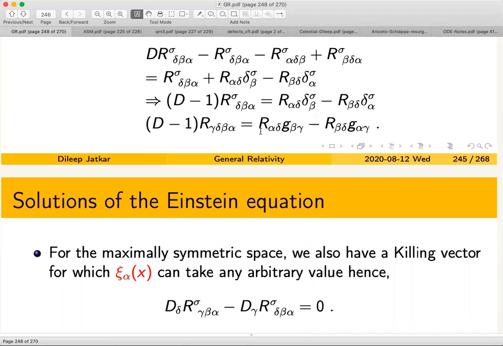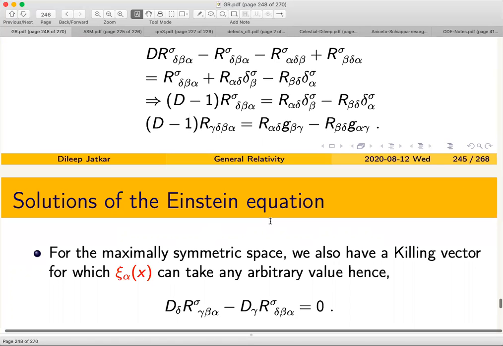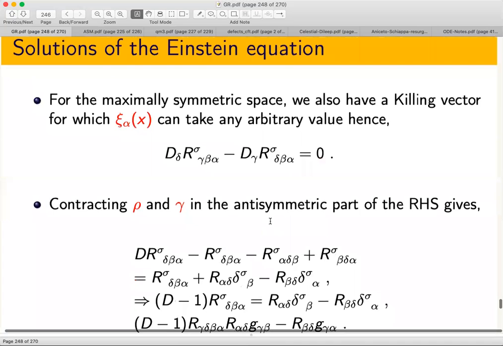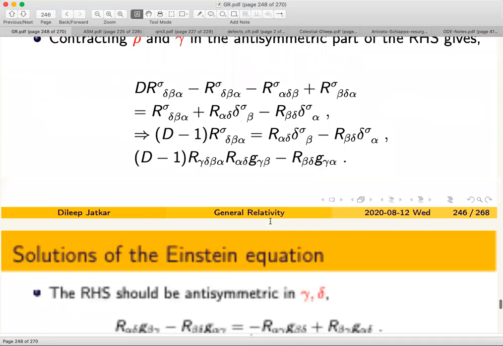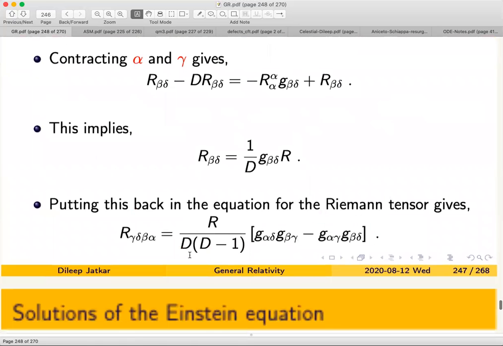Now you write down Ricci tensor as Ricci scalar times metric. So you can pull the Ricci scalar factor out, and then you get the metric two products G alpha delta G beta gamma minus G beta delta G alpha gamma, the whole multiplied by the Ricci scalar divided by D minus 1, and there is an additional factor of 1 over D. So you get 1 over D into D minus 1 because of this factor.